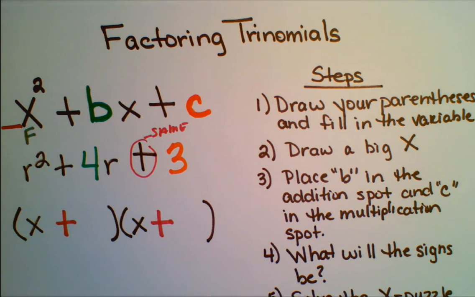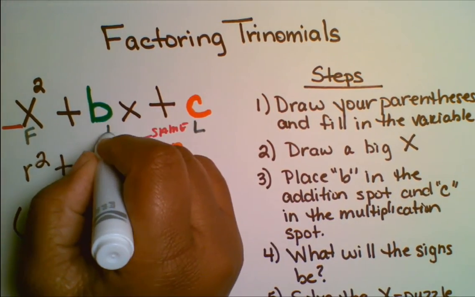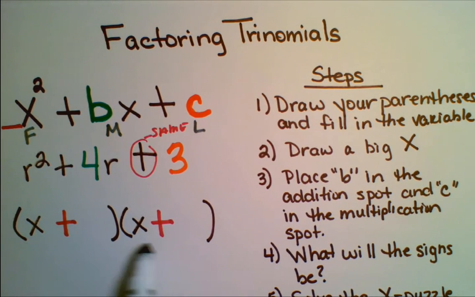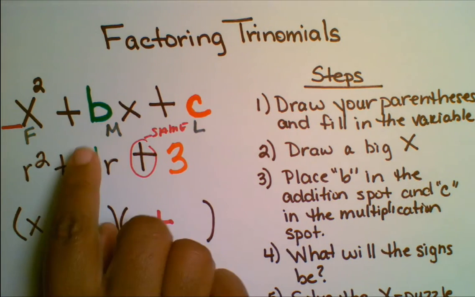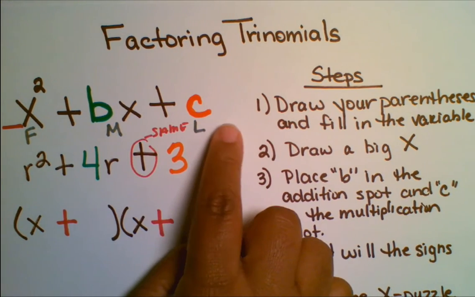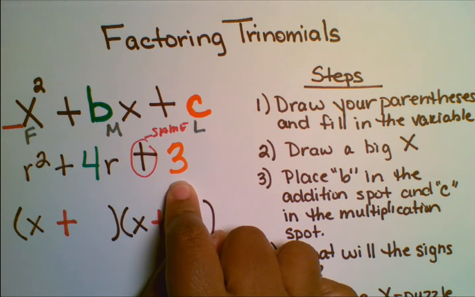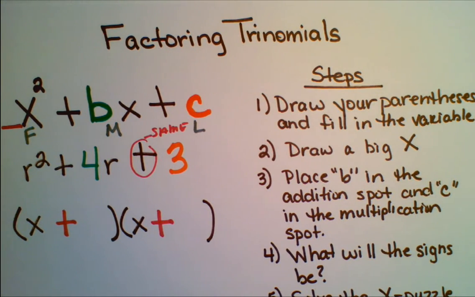Now, what we want to fill in is the last term. Our c is called our last term, and our bx is our middle term. So how are we going to do that? If you notice, I have the B color coded, which in the question here represents 4, and the C, which is color coded in orange, is representing 3.